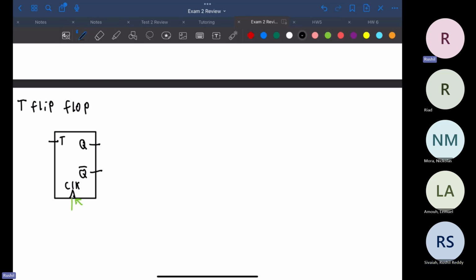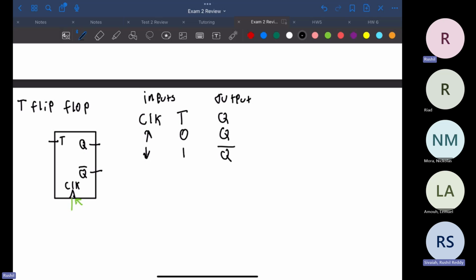It's all good. I'm not going to draw that. Okay, so we have our clocks. We have our T. These are our inputs. And then your Q is going to be your output. I'm not going to do Q naught because it's obvious, right? So let's say that arrow means rising, and this arrow means falling edge. So we'll have T as a 0, T as a 1. This will be equal to Q, and then this will be equal to Q naught.